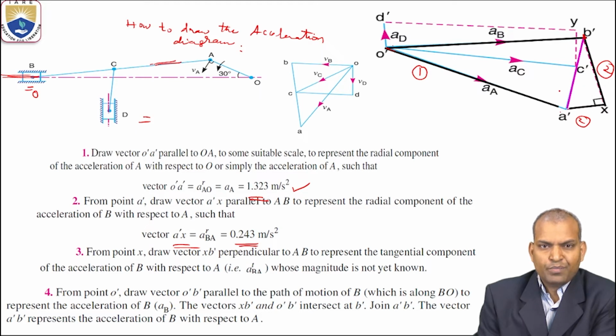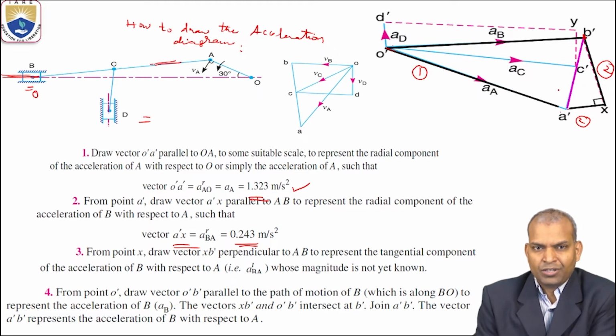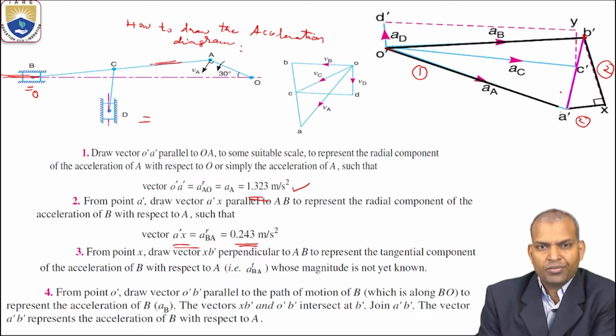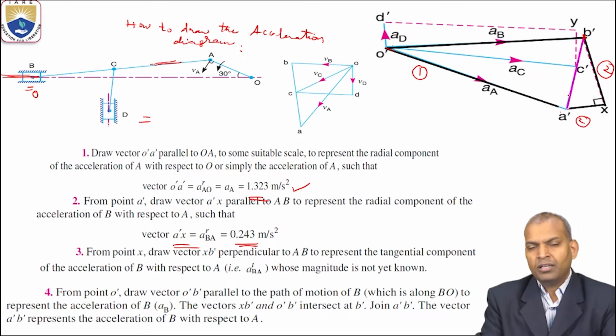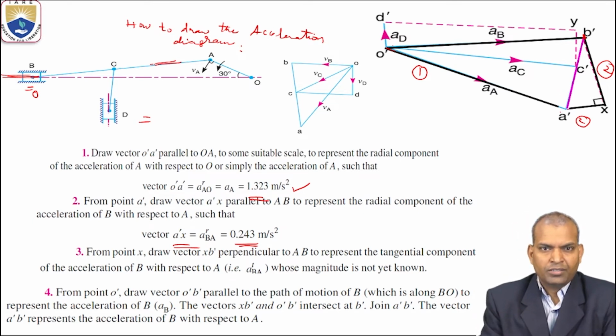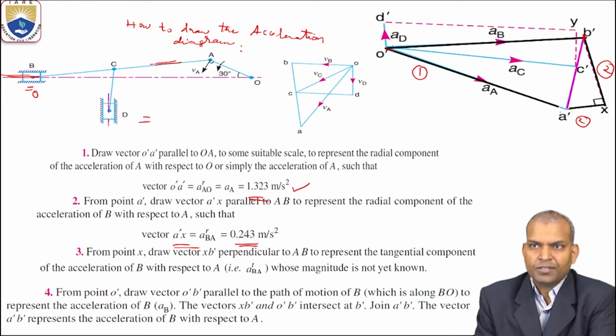The acceleration of link AB means the total acceleration of link AB. What is the total acceleration? It is the sum of the radial component and the tangential component of accelerations. Then it is called the acceleration or total acceleration. You simply call it acceleration of link A dash B dash.